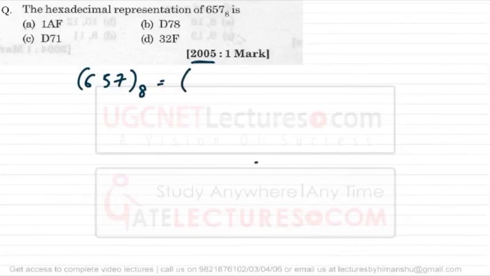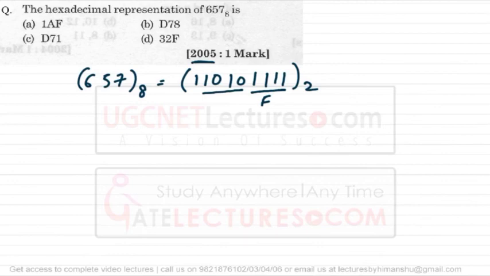Let us quickly look at the binary representation for the given octal number. 6 can be represented as 110, 5 is 101, and 7 is 111. So this is the binary representation of the given number. Now to convert it into hexadecimal, we create groups of 4 starting from the LSB. The procedure remains the same. 1111 is F. 1010 is 10, which is represented as A. Now you have 1 bit left, so I'm going to append some bits. I'm appending 3 zeros. So 0001 is 1. So what is the hexadecimal equivalent of the given number? It's 1AF, right? So A is the correct option.